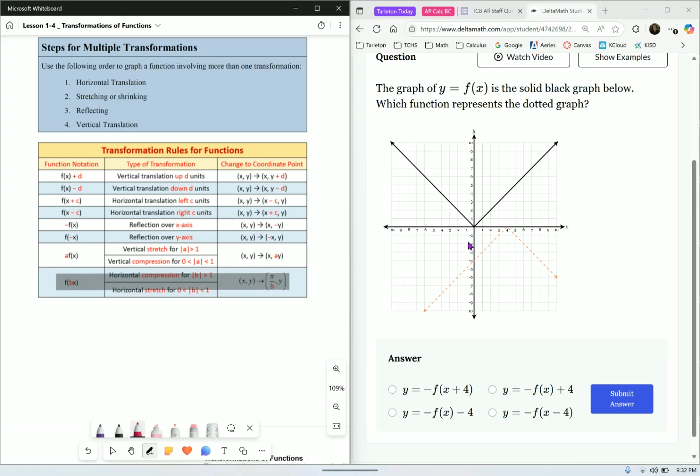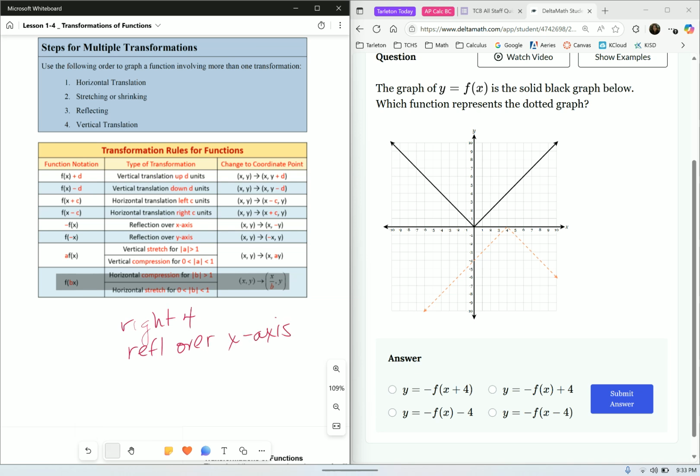So let's describe this. Is there a horizontal translation? And yes, we notice that the graph moved right 4 units. Then we ask ourselves, did it stretch or shrink? It doesn't look like it did. It looks like it maintained its shape. Reflection. Yes, it did. It reflected over the x-axis.